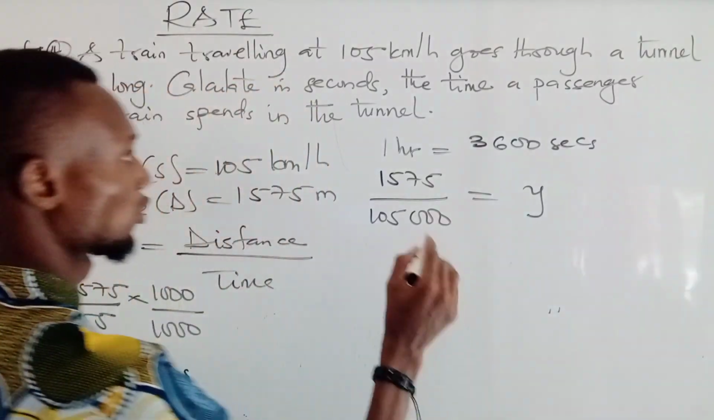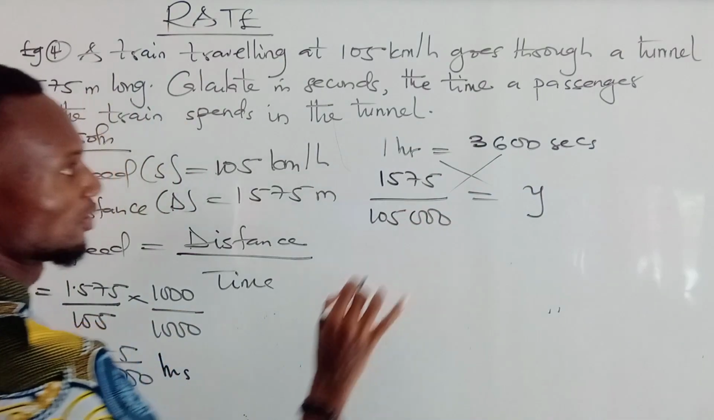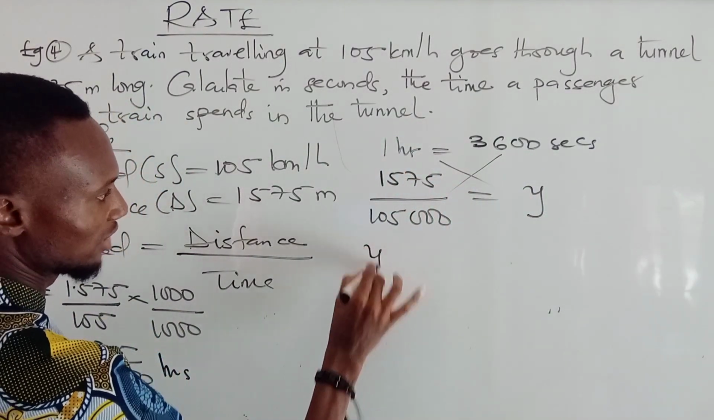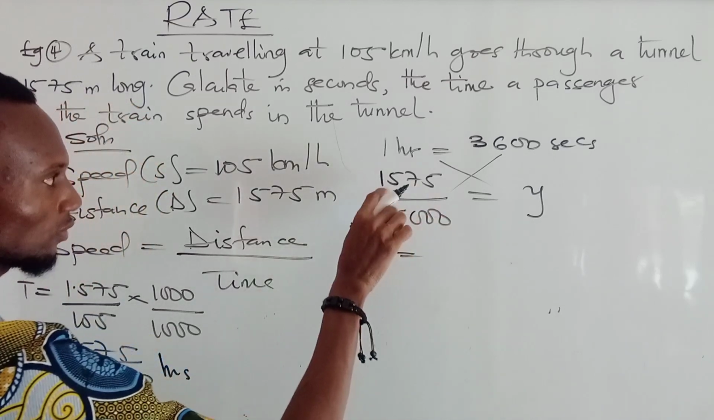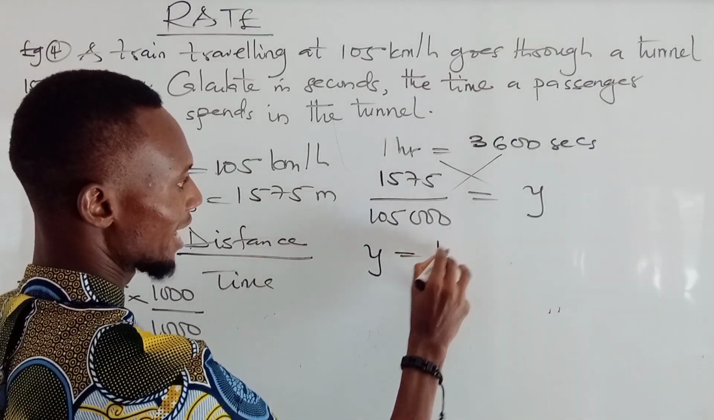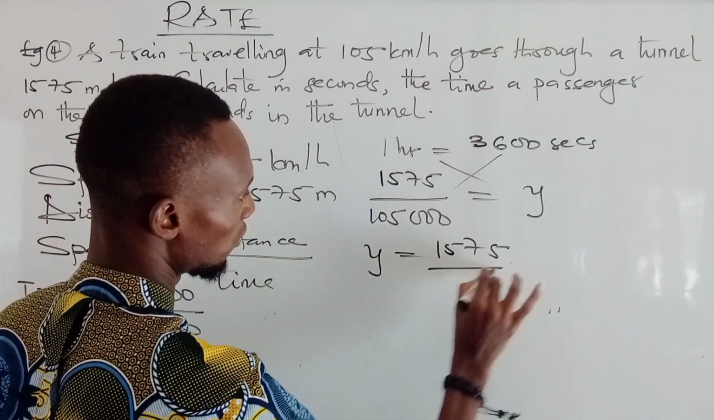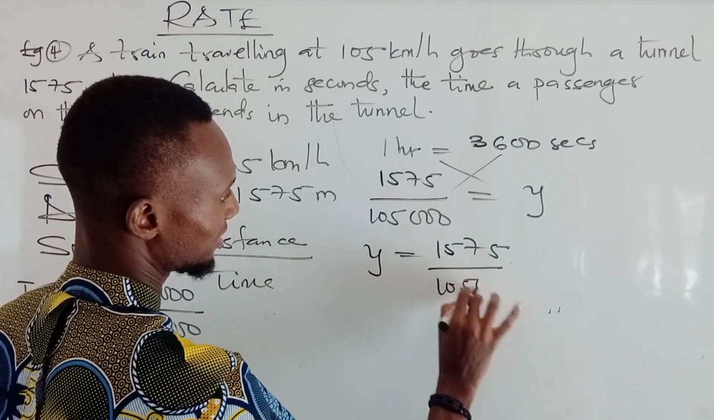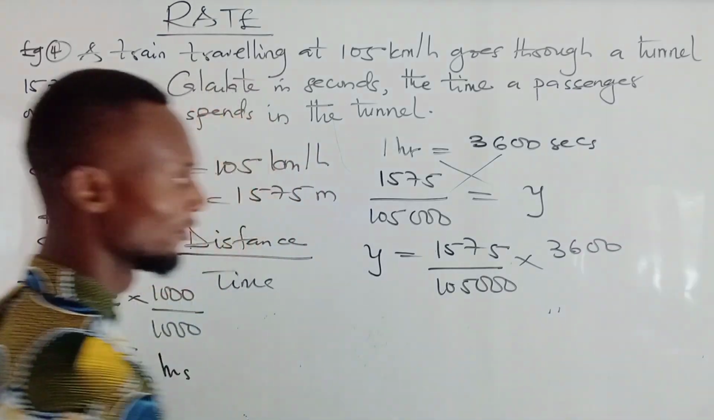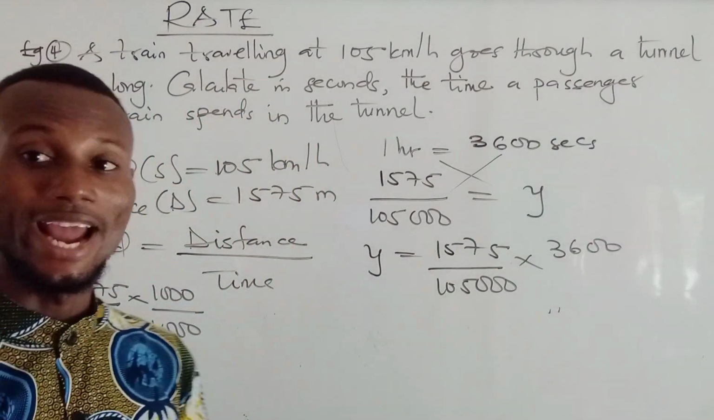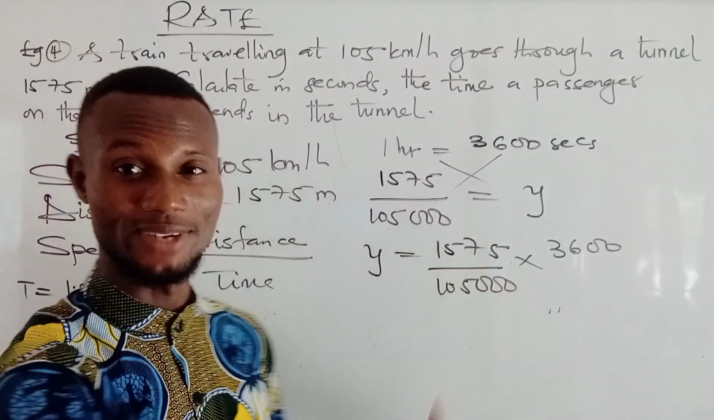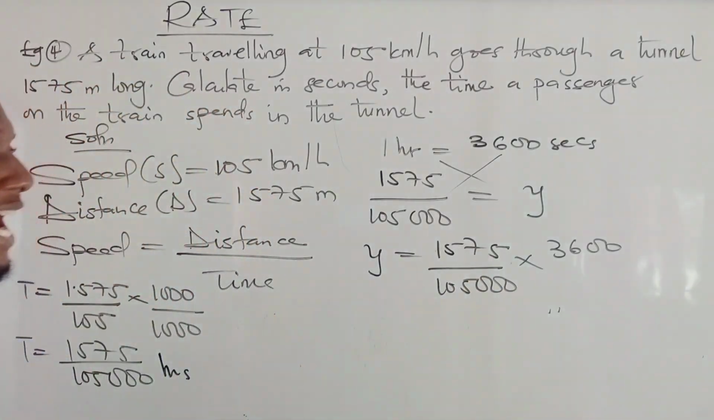So let's cross multiply from here. y times 1 gives y. So I'm going to have my y equals this fraction times this. So it's going to be 1575 over 105,000 times 3600. I hope you agree and you understand up to this point. So we need to do some simplification here. Let's go ahead and do that.